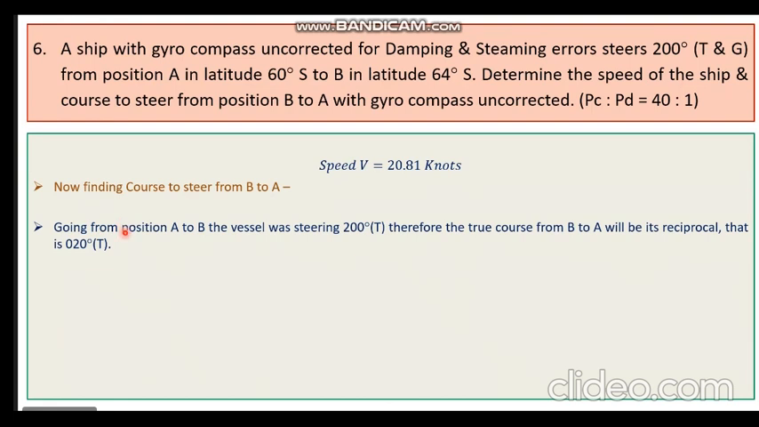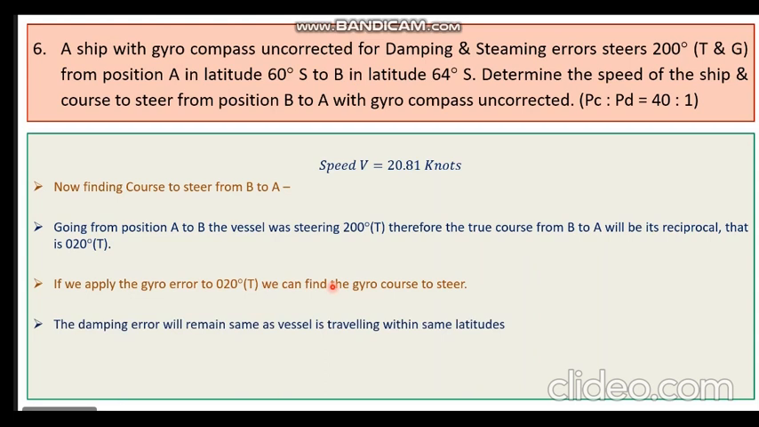Now, if we apply the total gyro error to 020 degrees true, we can find the gyro course to steer in this case. Now the damping error is going to remain the same as the vessel is traveling within the same latitudes. So whether you are moving on 200 or you are moving on 020, there is no change in the damping error. The damping error is only dependent upon latitude, and the latitudes are the same. So damping error is going to remain the same. The CLSE will change and has to be calculated. So now we are moving on to the next slide. We will be using this speed 20.81 to find out the CLSE.